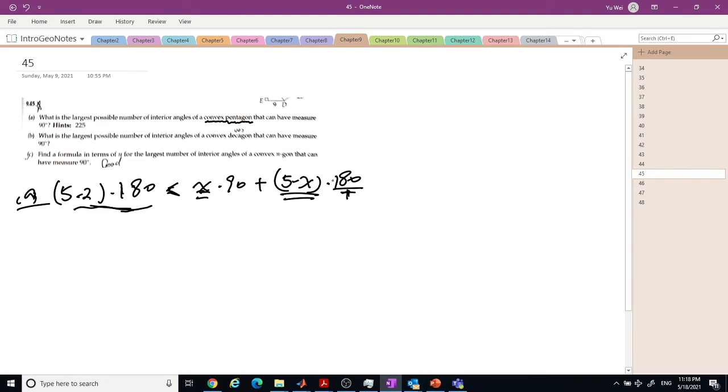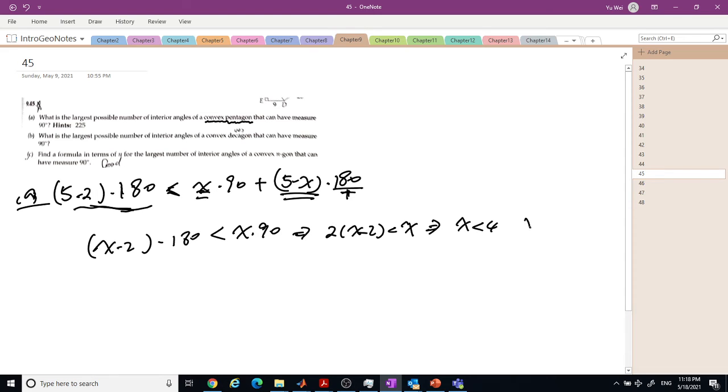Then we have x times negative x, so we have (x minus 2) times 180 is less than x times 90. So we have 2x minus 2 is less than x. Okay, so now we have x should be less than 4. So the maximum of x is 3. Right? Then let me skip the B.